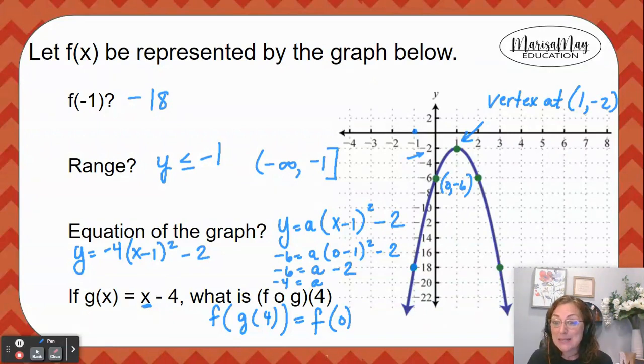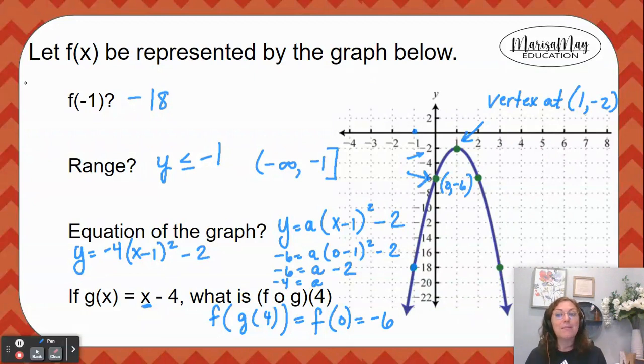So let's think about what this means. This says, okay, what is the y value on the f graph when x is 0? So go on your f graph. When x is 0, what's your y value? And that's that one we used right there, right? That 0, -6. And so my answer here would be -6.